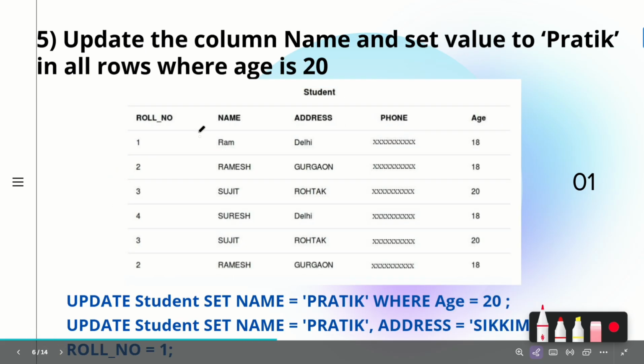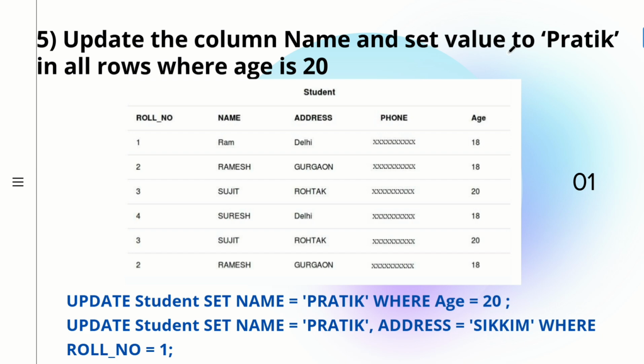Now let's go to the fifth question, where you are asked to update the column name and set the value to Pratik in all the rows where age is 20. You have the same student data table, and from here you are going to change the column. In the question it's written that you are supposed to update the column name, and here you are going to set the name to Pratik. It is not like you will go and put Pratik everywhere in every row.